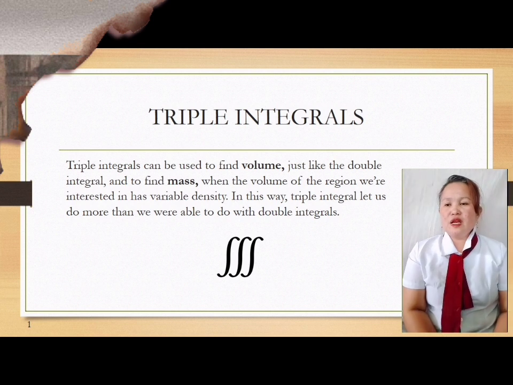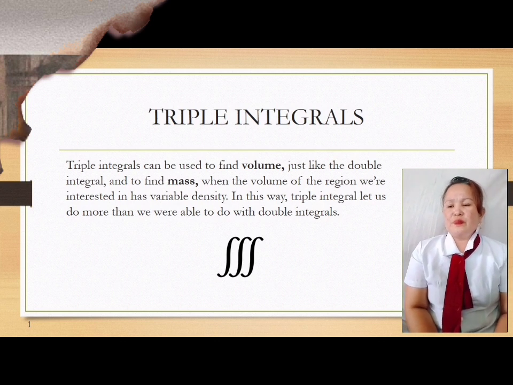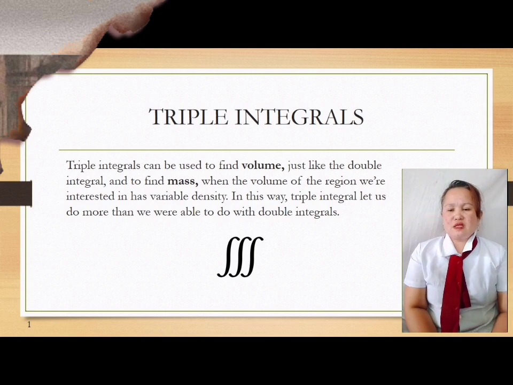So for a triple integral, we are integrating a multivariable density function of x, y, and z over the volume B, which is defined for x on the interval a and b, for y on the interval c and d, and for z on the interval r and s.